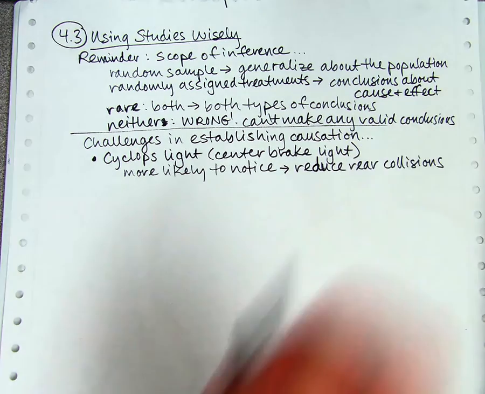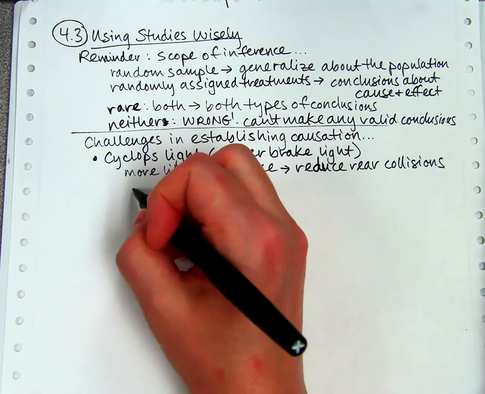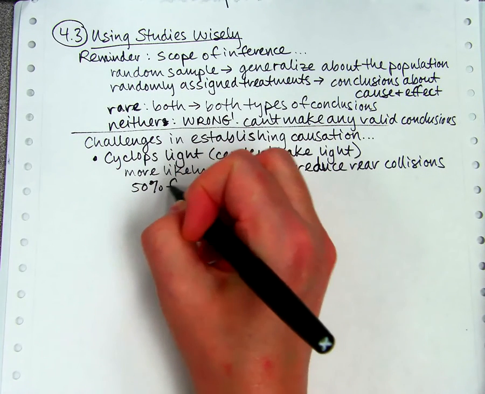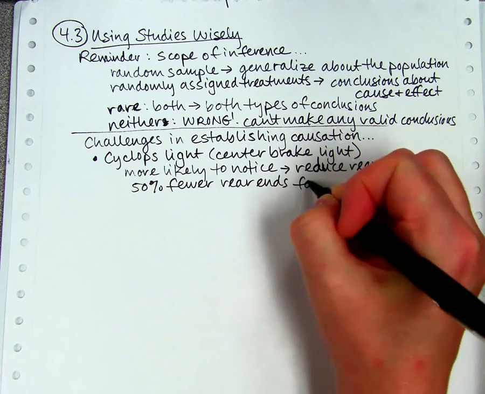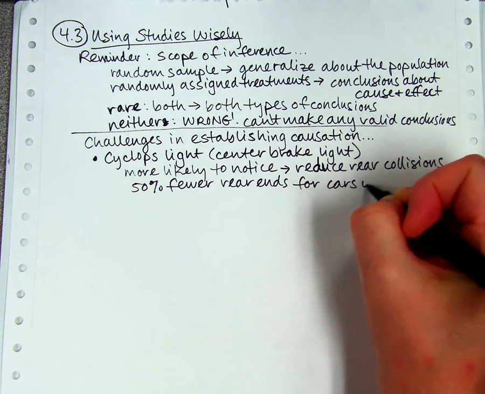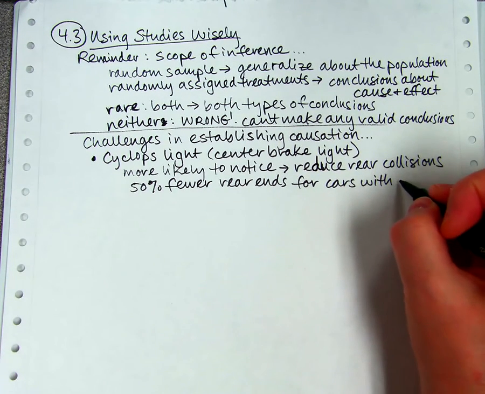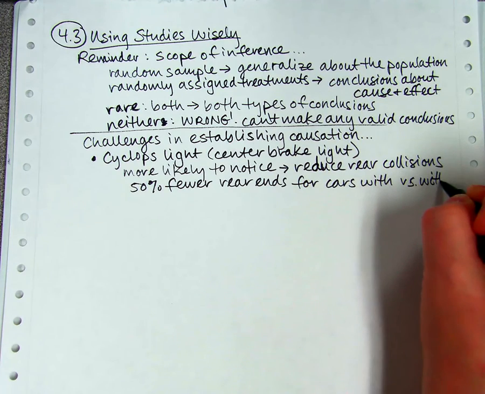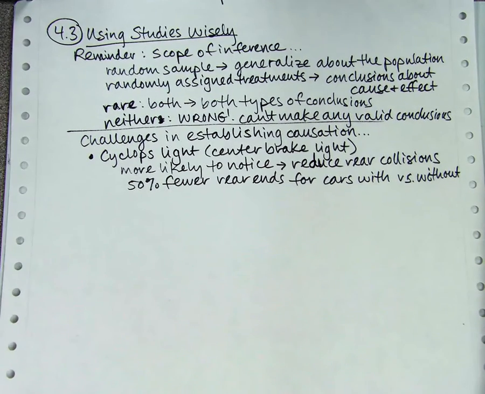When cars started having Cyclops lights at the beginning of this process, you ended up with 50% fewer rear-end collisions for cars with the Cyclops lights. It's hard to say that fast, Cyclops Light. Anyway, cars with versus without. And the people who invented it were thrilled because, oh my goodness, my invention worked. It's so much better. Cars that have this are getting so many fewer rear-end collisions that it's just the most wonderful thing ever. And so then they started putting it on lots and lots of cars because it was working so well.